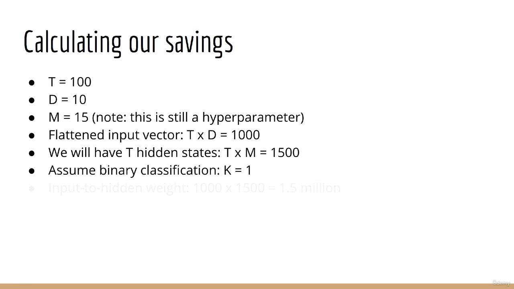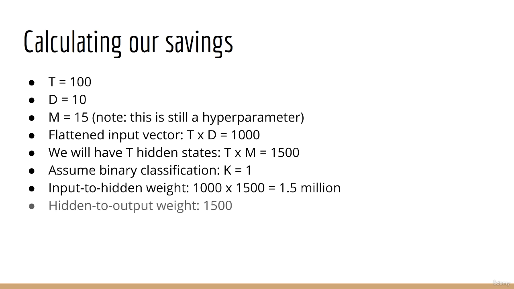In this scenario, our input to hidden weight would be of size 1000 times 1500, which is 1.5 million. Our hidden to output weight would be of size 1500 by 1, which is just 1500. Therefore, in total, we have approximately 1.5 million weights.